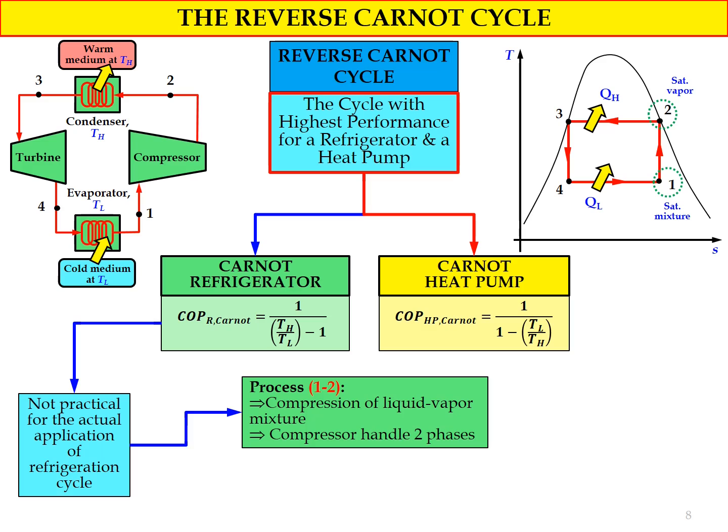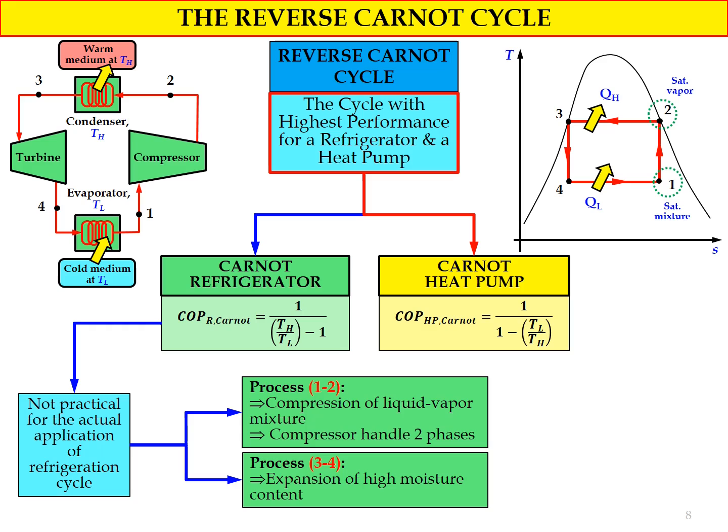This is the problem, because normally the compressor only handles one phase of the refrigerant, which is the vapor phase. However, in this case, the compressor needs to handle 2 phases, liquid and also vapor. So this is not practical and also not good for the compressor.